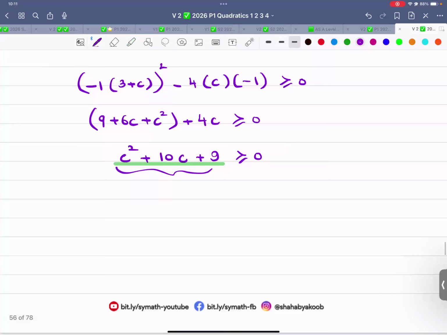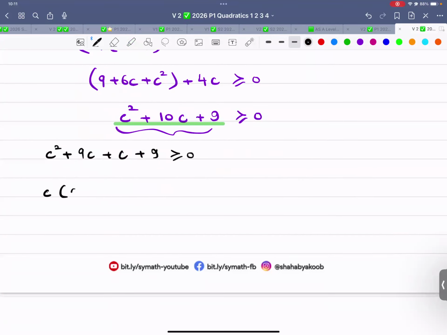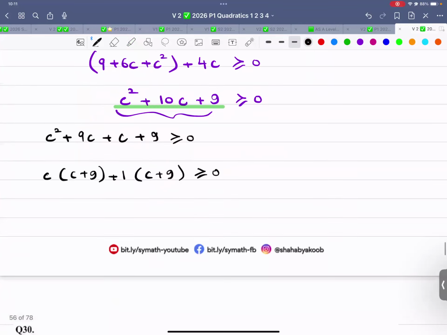Right now, whenever you have a quadratic inequality, factorization is a must. So now c square, and this is plus 9c plus c plus 9 greater than or equal to 0. c common, c plus 9, plus 1 common, c plus 9 is greater than or equal to 0.